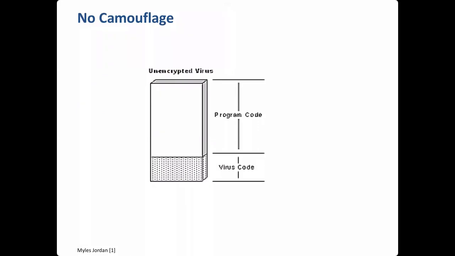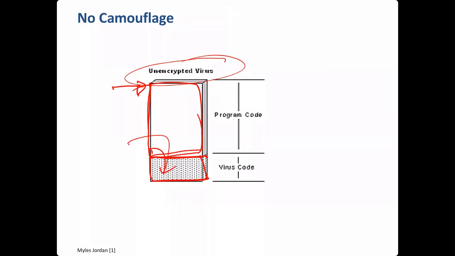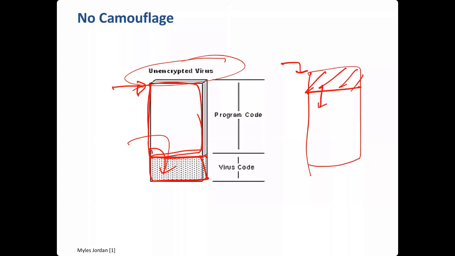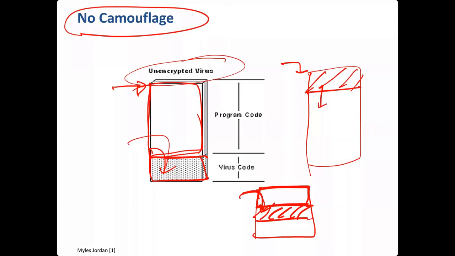First is where it does not want to hide itself. There is a virus code attached to normal program code. So this is an unencrypted virus. The control will come here, the normal program will execute, and at the end the virus code is executed. Or this virus code could be right in the beginning, so it will be executed first and then the normal code will be executed. Virus code could also be in between, or part of the main code. After some normal code, control can come to the virus code and so on. So this is unencrypted, without any camouflage. Virus can be attached in its own form.